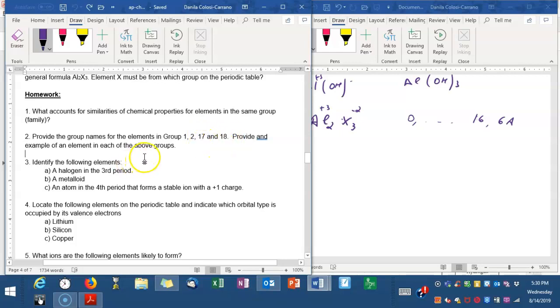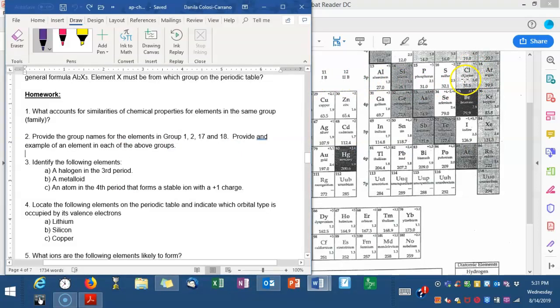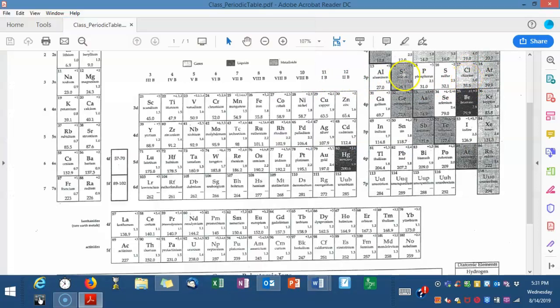Provide an example of an element in each of the above. So number 1, potassium, we just saw it before. Number 2, strontium, 17, chlorine, 18, argon. And I'm just saying you can have stuff different from me. Identify the following elements. Halogen in the third period. So in the third, and it's a halogen, has to be chlorine. A metalloid. Metalloid has to be silicon.